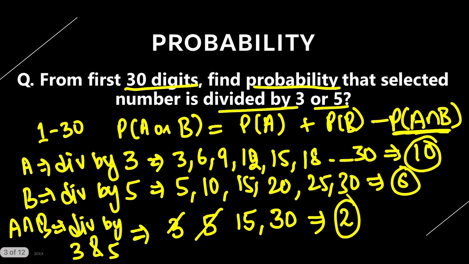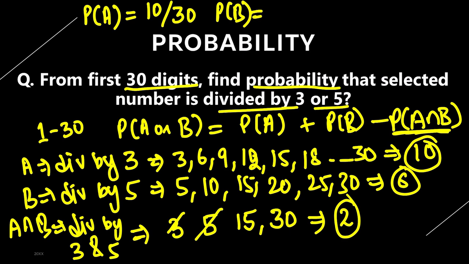Now, what is the probability of A? Probability of A is that the number is divisible by 3. So 10 such numbers are there. So 10 divided by the total outcomes, that is 30. Probability of B is 6 by 30. And probability of A intersection B is 2 by 30.